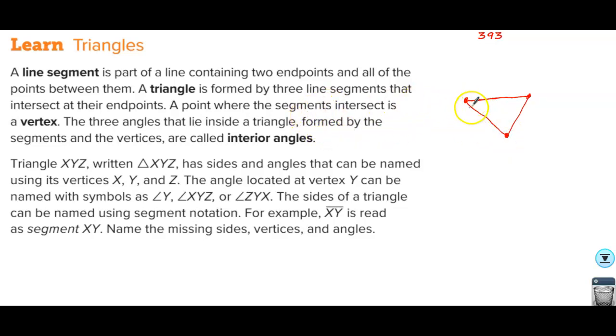All right, the three angles that are on the inside of the triangle are called interior angles. And we can write triangle like this: you draw a little triangle and then you write triangle ABC. So if this was ABC, that's how you name your triangle. Okay, a line segment is just a little bit of a line like that. This would be referring to line segment CA, this line here. Okay. And that's pretty much all it says.